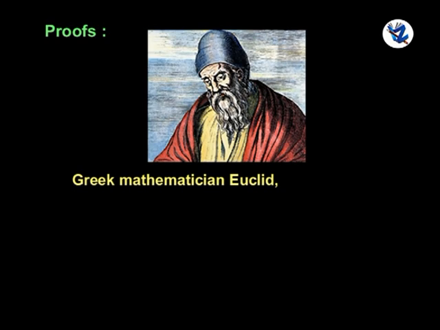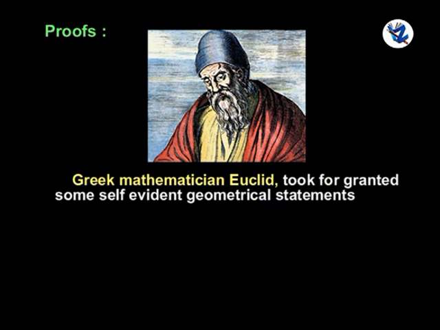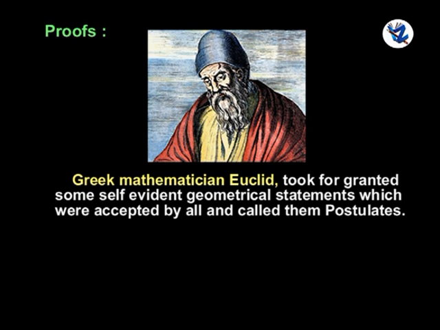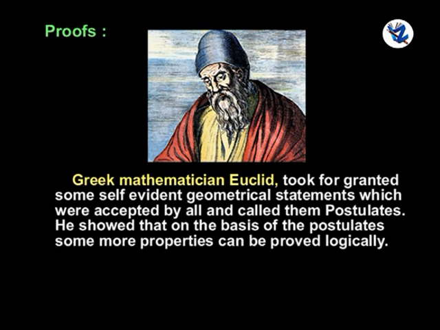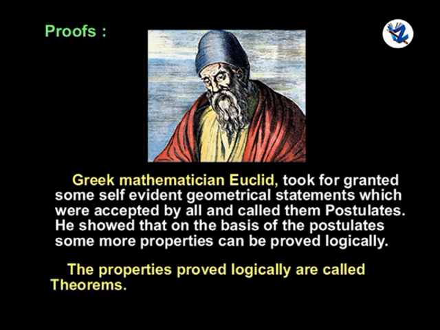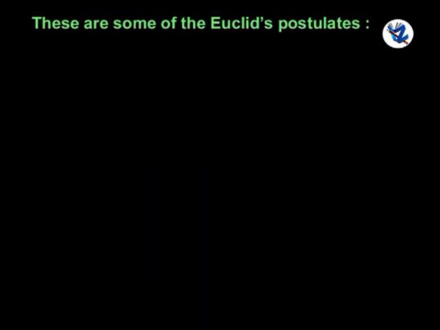Now about the proofs. Greek mathematician Euclid took for granted some self-evident geometrical statements which were accepted by all and called the postulates. He showed that on the basis of the postulates, some more properties can be proved logically. The properties proved logically are called theorems. These are some of Euclid's postulates.